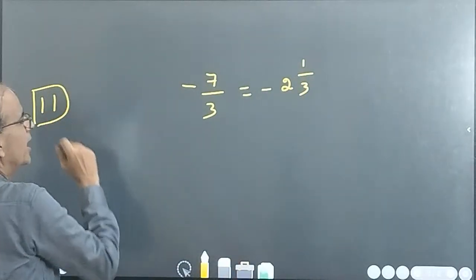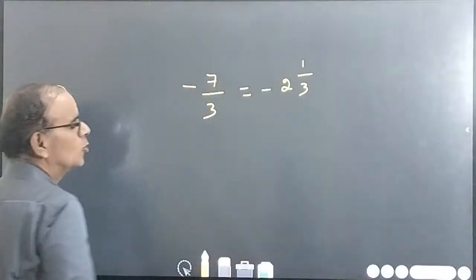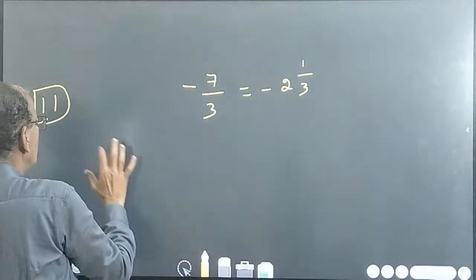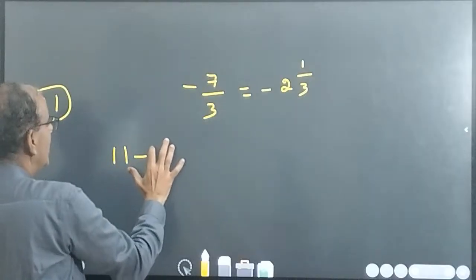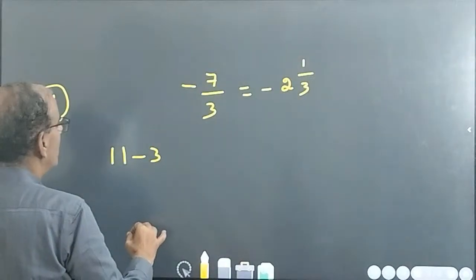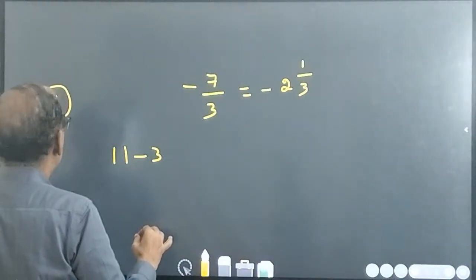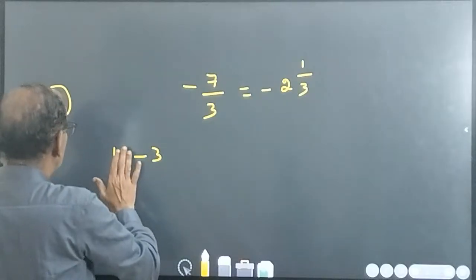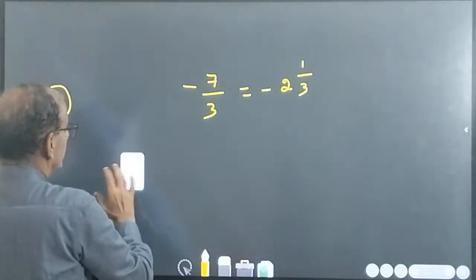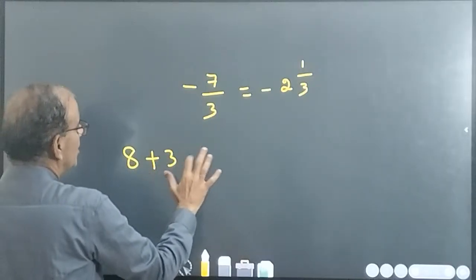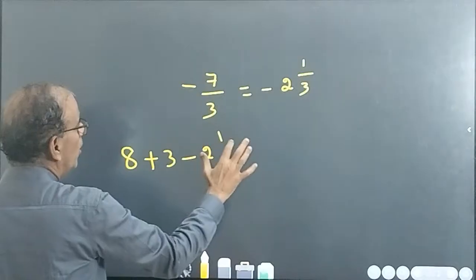What you do? You take 11. Here minus 2 is there. So you subtract 3 from here. 11 minus 3. Okay. You will take 8 plus 3 minus 2 1 by 3.